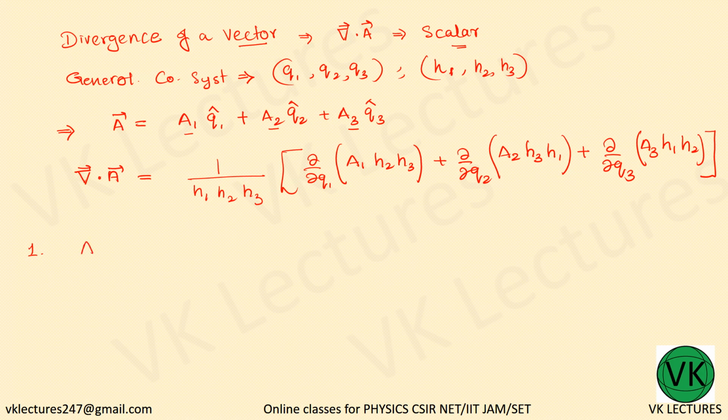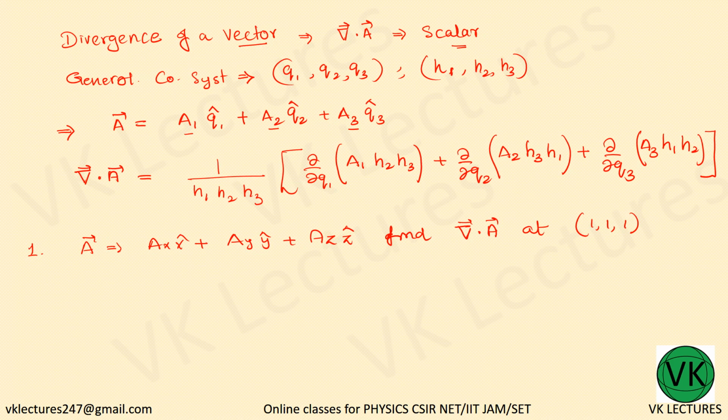Vector A is given as ax x cap plus ay y cap plus az z cap. Now find del dot A at (1, 1, 1).